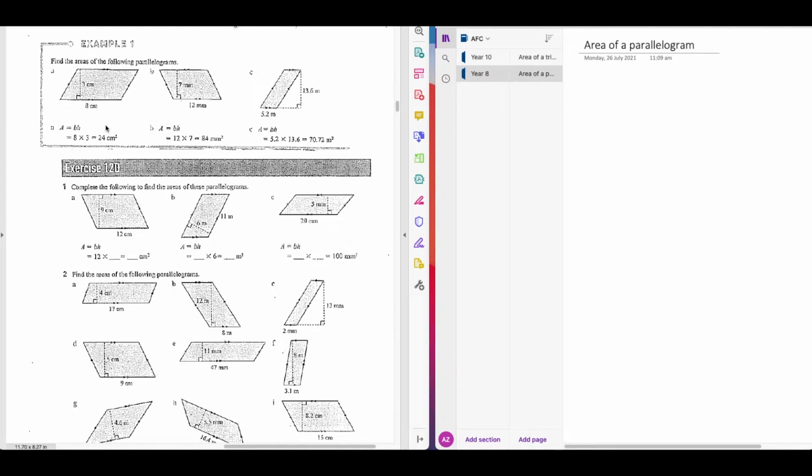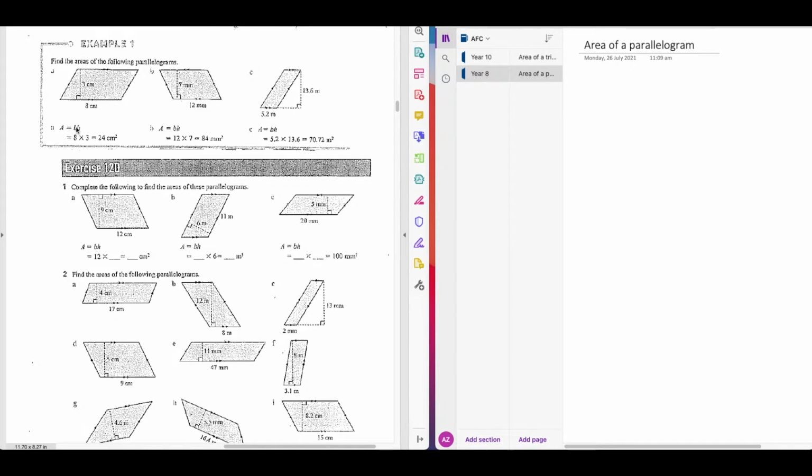This is actually very similar to the area of a rectangle, as you will slightly notice that the parallelogram is basically a rectangle that is squashed either to the right or to the left. So the area is essentially the same. Alright, so let's go through some examples. Find the area of the following parallelograms.